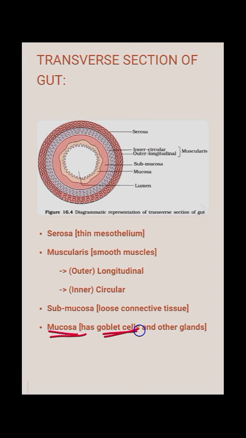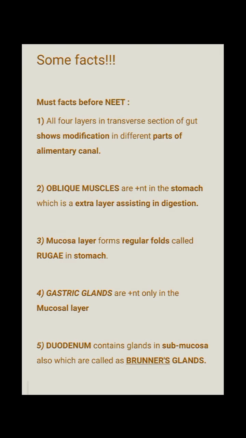Now let's read some facts. These are very important facts, some of which may be present in your NCERT and some may not, but you have to keep all these things in your mind. First, see all the four layers in the transverse section of the gut: the serosa, muscularis, submucosa and mucosa. All these layers are not as such; they show modifications in different parts of the alimentary canal. They modify according to the place where they are present.